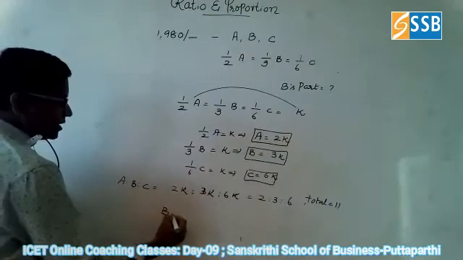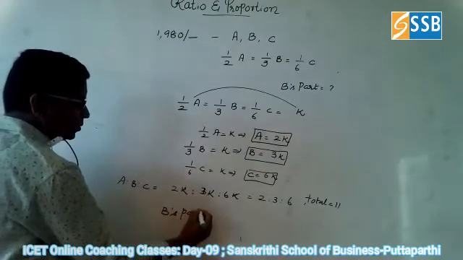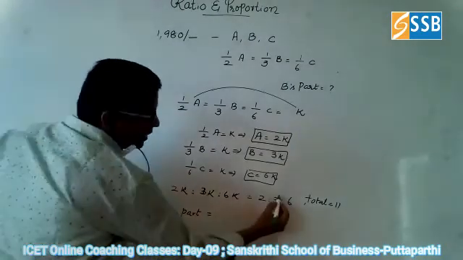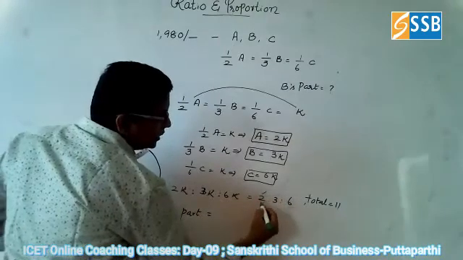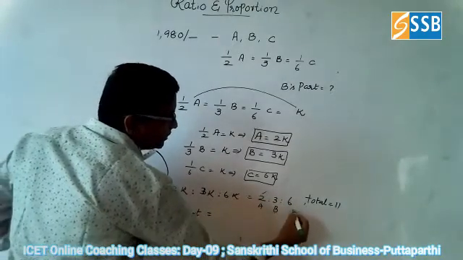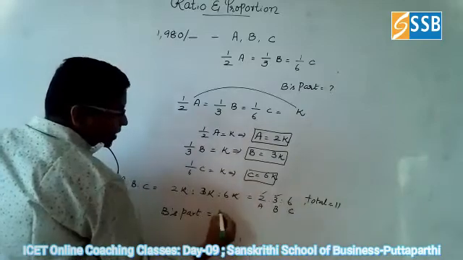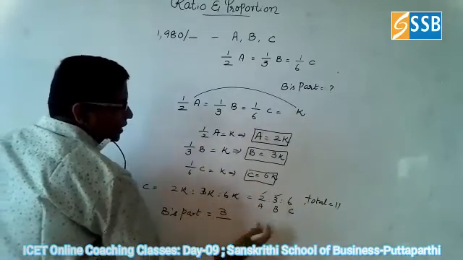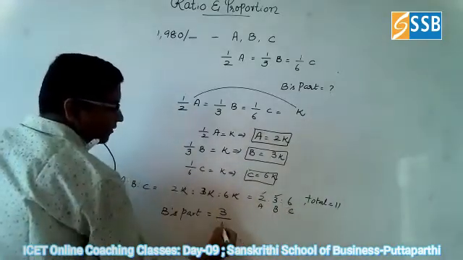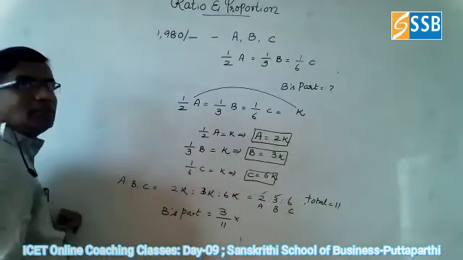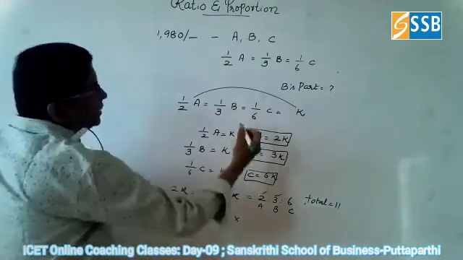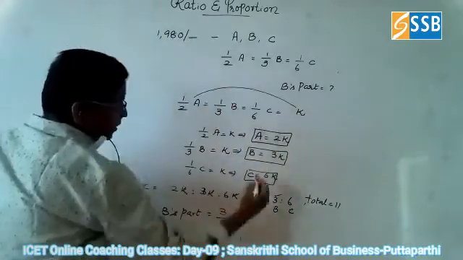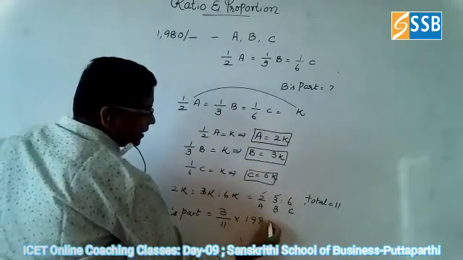So B's part is equal to B's ratio, B's amount. Here A is 2, this relates to A, this is B, this is C. So B's part is equal to 3 divided by the total, 11. Among 11, 3 parts are from this one. And then we can go for the total amount, 1980.